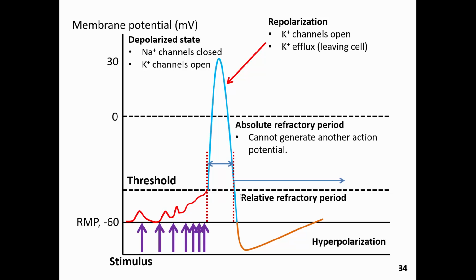It is possible because we enter what's called the relative refractory period. During the relative refractory period, the cell can generate another one of these events, but the membrane and the cell has not completely restored back to its resting state. So it's going to take a stronger stimulus in order to generate another action potential in that cell.